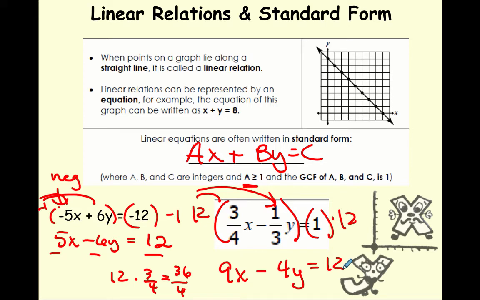Now we look to see if there's any number that can divide 9, 4, and 12 other than 1, and there isn't. Although 9 and 12 and 4 and 12 all have common factors in pairs, all three have to have a common factor in order for us to go ahead and do anything else.